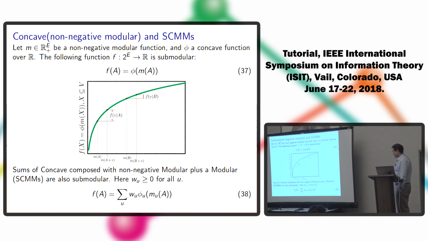So then, if you take a non-negative weighted sum of these concave over modular functions, you get what's known as the class of sums of concave composed with non-negative modular functions plus modular functions. Here, there's no final modular function, but you can see that this has this form here. It's just a weighted sum of these guys.